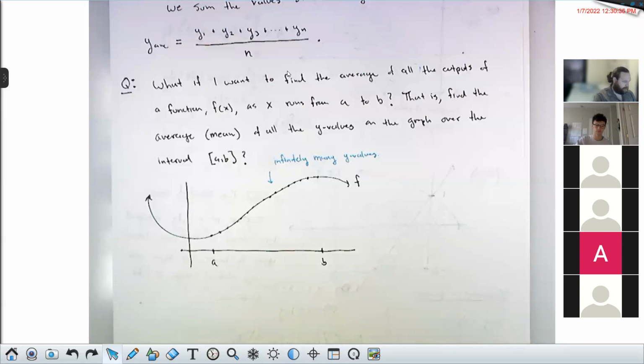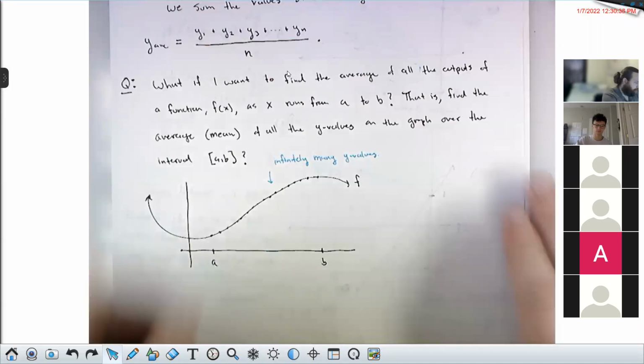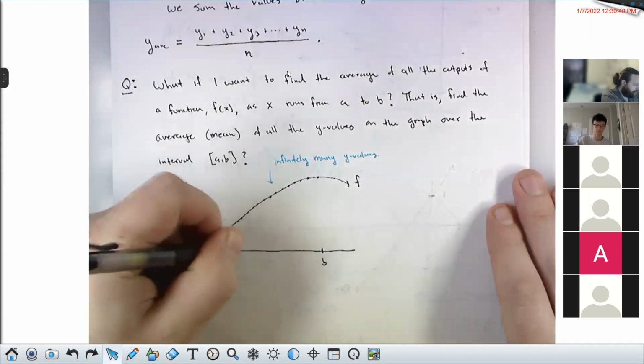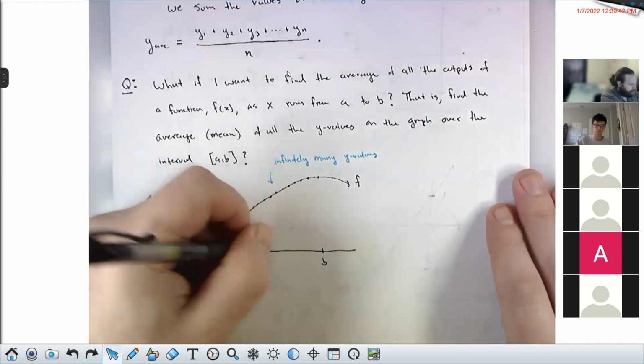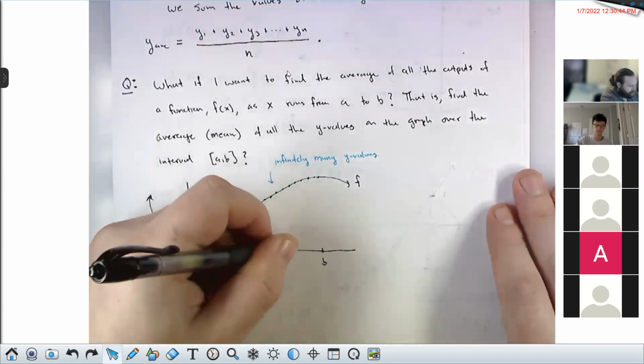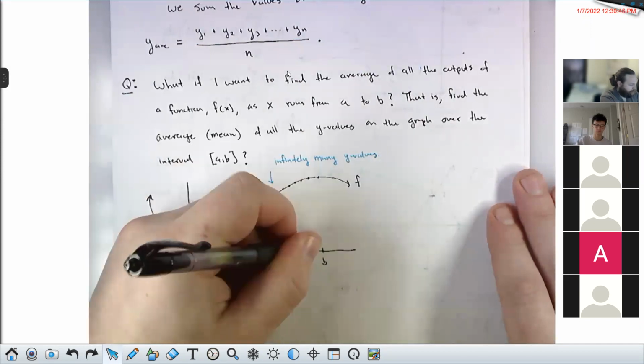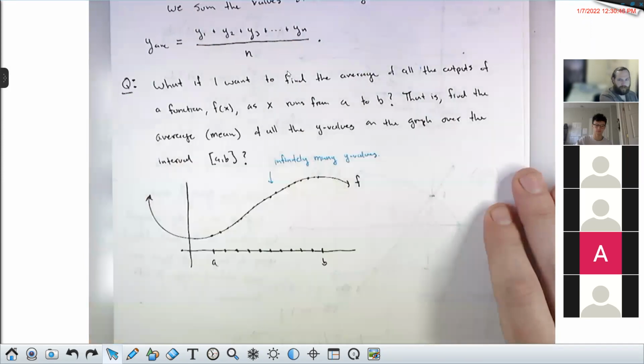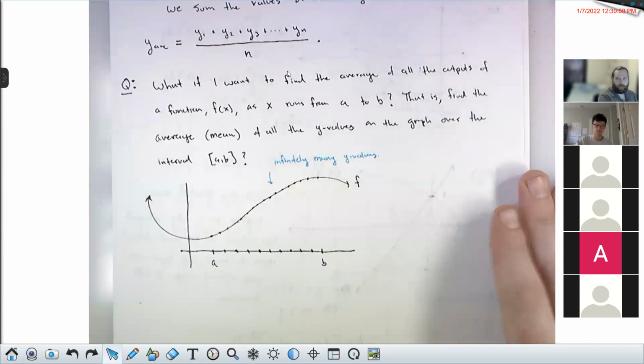But we can start by chopping this x interval up into a bunch of pieces. And I can say, well, if I chop it up into finitely many pieces, then I can certainly average those.